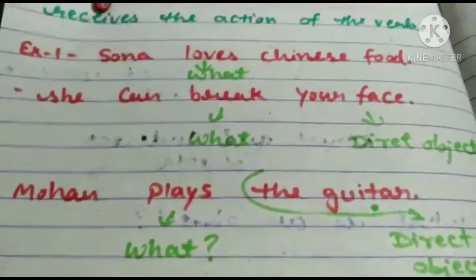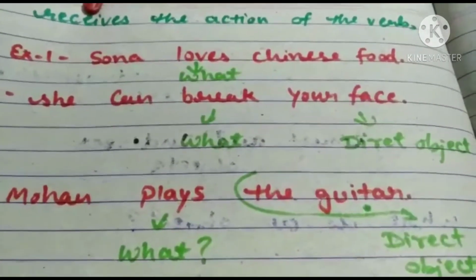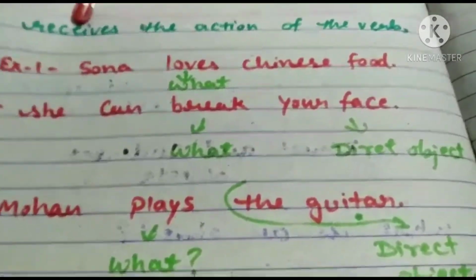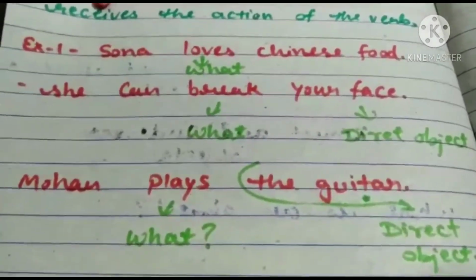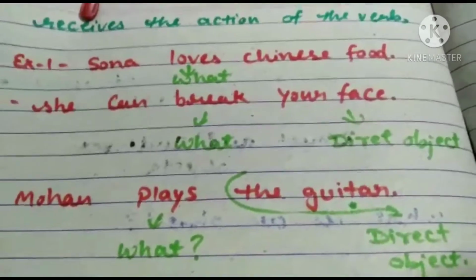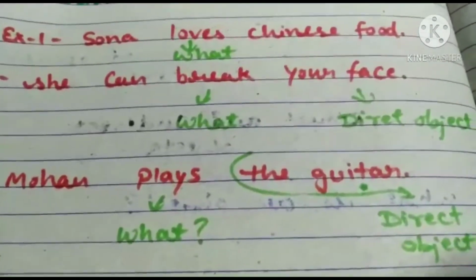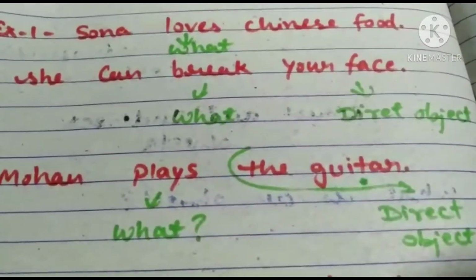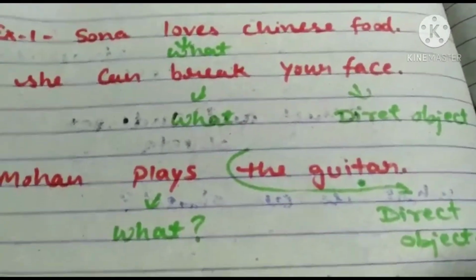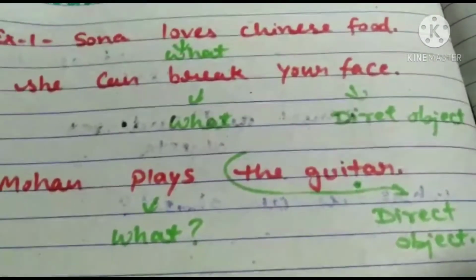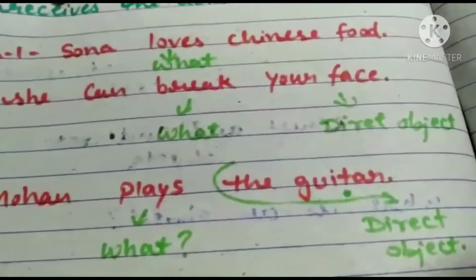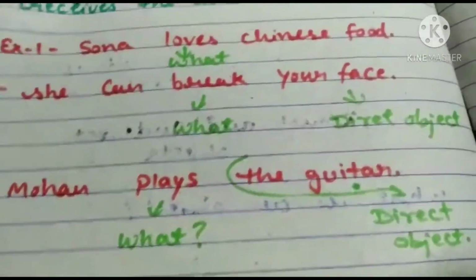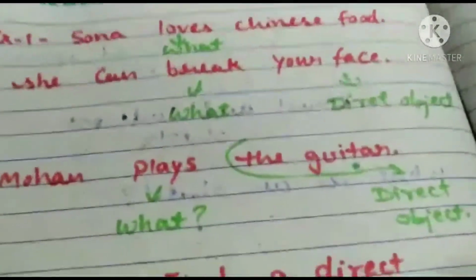Our direct object here is quite simple. What can she break? If we ask the question what, we get the object: your face. The direct object is modified with the word your, so the complete object would be your face. Alright, so we can break the face. Okay, you can see the next example.